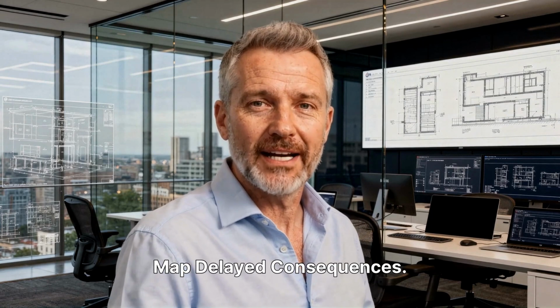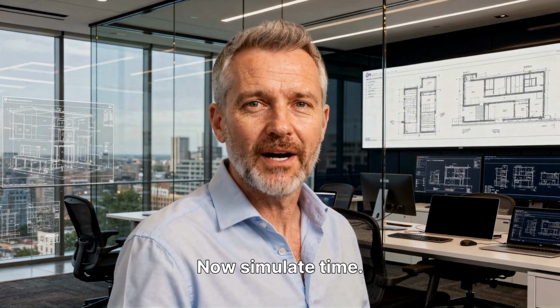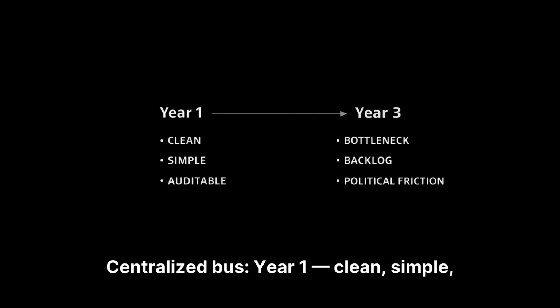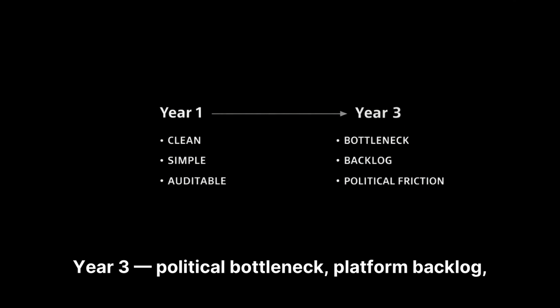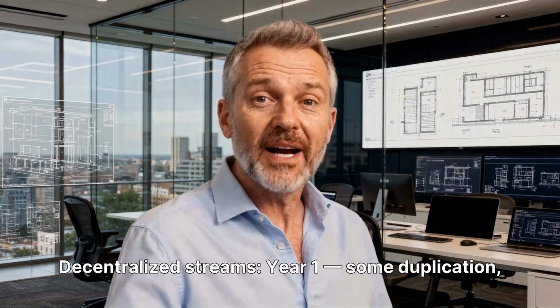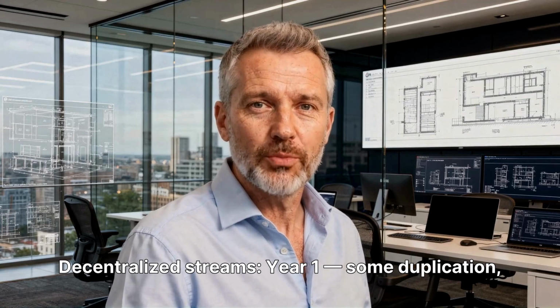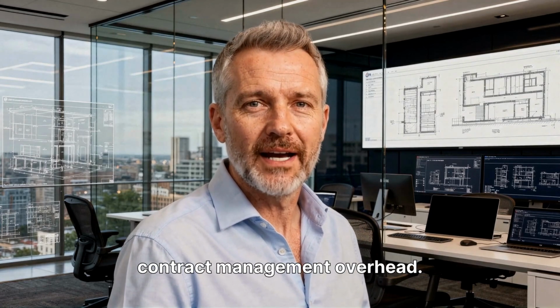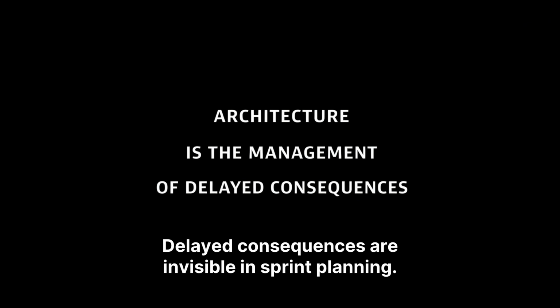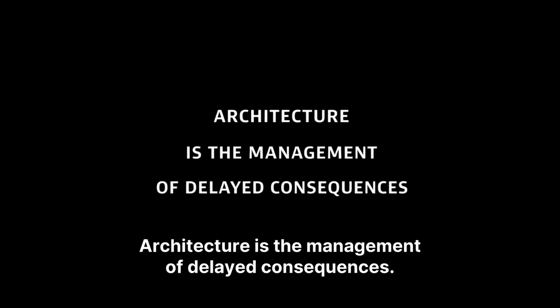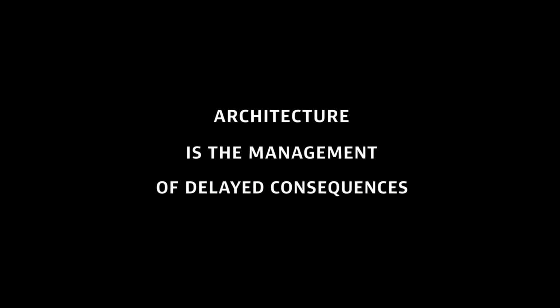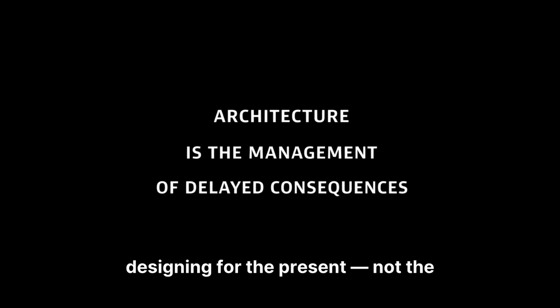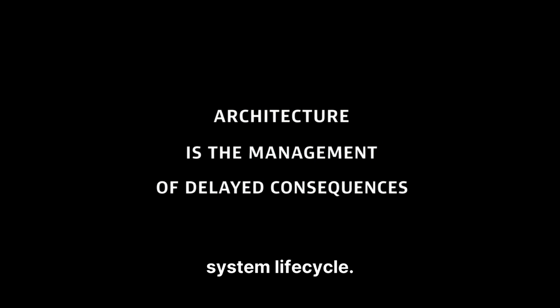4. Map delayed consequences. Now simulate time. Centralized bus. Year 1. Clean, simple, auditable. Year 3. Political bottleneck, platform backlog, deployment queues. Decentralized streams. Year 1. Some duplication, more tooling variance. Year 3. Faster domain evolution, but contract management overhead. Delayed consequences are invisible in sprint planning. Architecture is the management of delayed consequences. If you don't simulate time, you are designing for the present, not the system lifecycle.